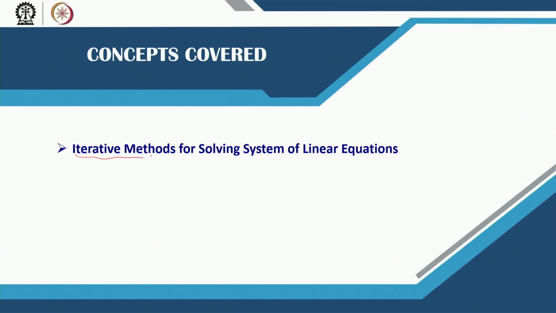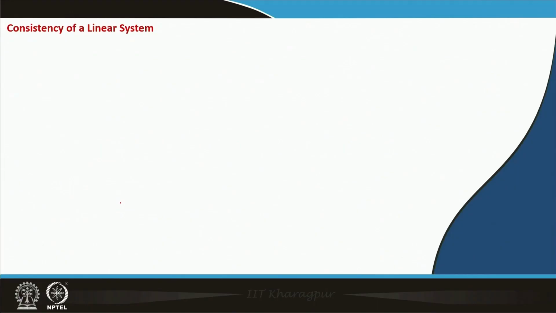So, starting with the introduction to the iterative methods for solving system of linear equations, we will basically discuss in detail two methods. One is the Jacobi iteration method, the other one is the Gauss-Seidel iterative method. These two are the classical iterative methods which we will derive today in this lecture.